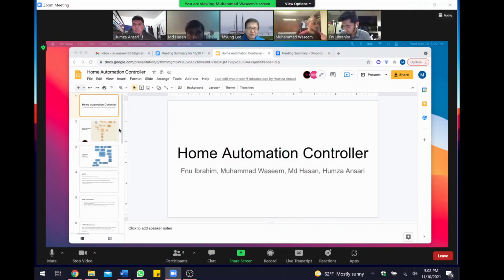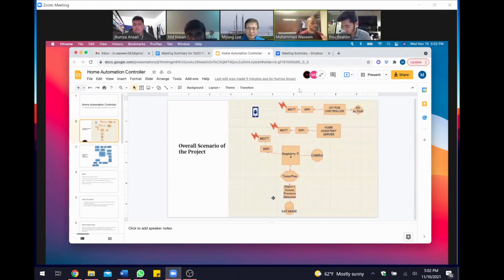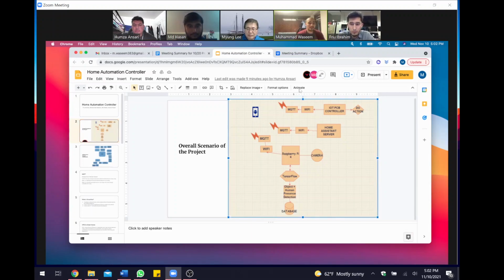Okay, so to start off, we were asked to redo the diagrams. So this is our overall view of the home automation controller. We have the Raspberry Pi in the center, which was one of the bigger components that you kept mentioning we were missing. Around that, we have TensorFlow that we're trying to incorporate for human presence detection, to incorporate the level of AI that you wanted. That will be sending images or information to a database.